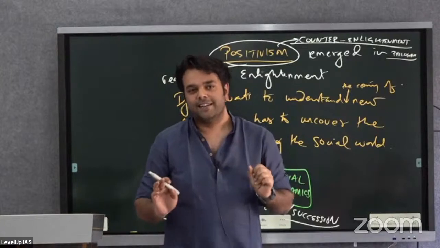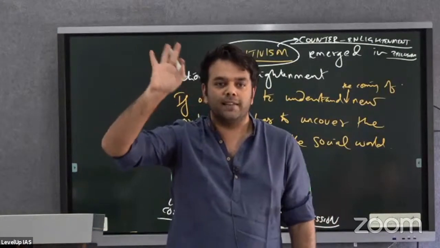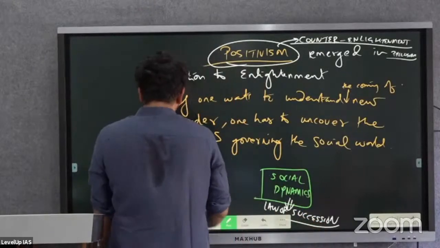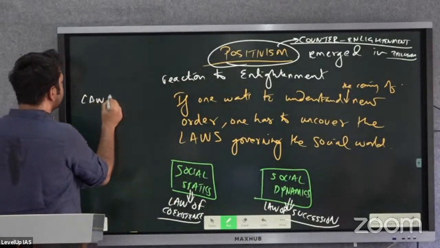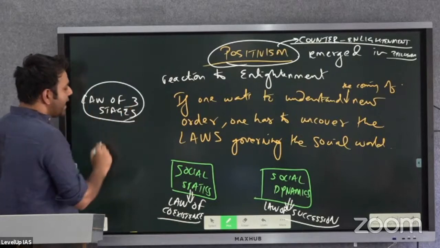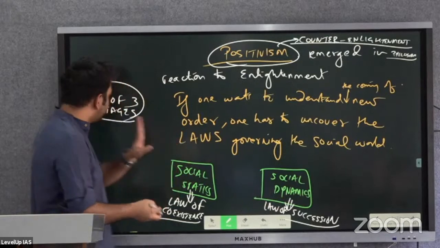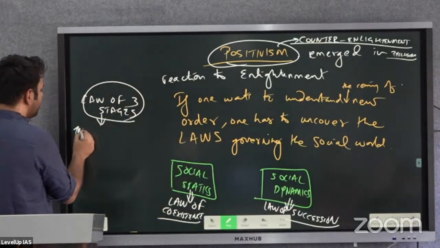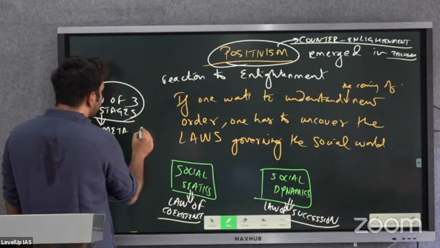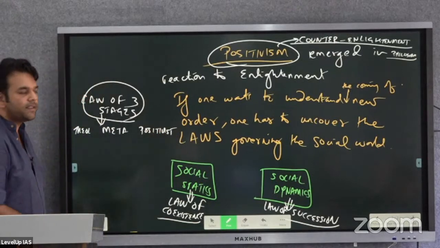And finally, he explained the law driving the society. And that is how he talked about the law of 3 stages. That was the final outcome, the law of 3 stages. In every stage, you have statics and dynamics. The first stage was theological, second was metaphysical, and third is positivist. These are the 3 stages.